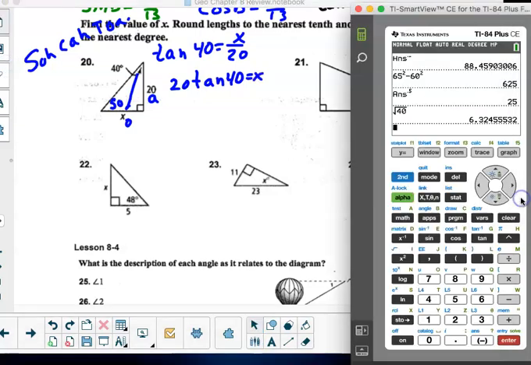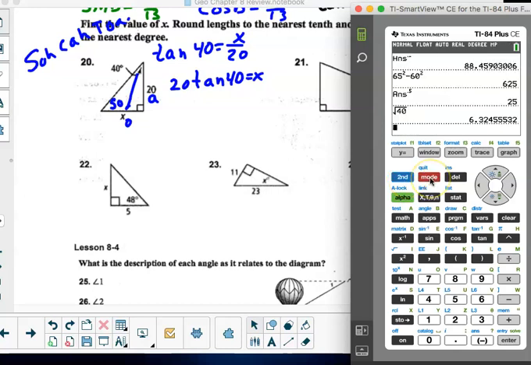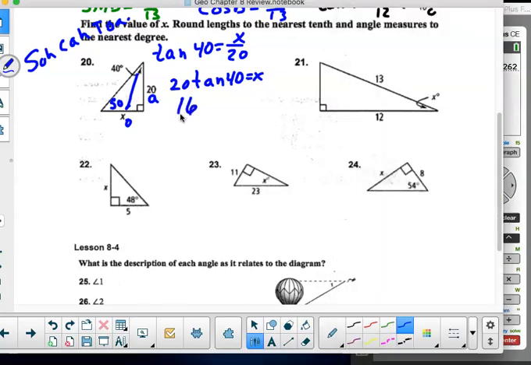Make sure you have a calculator that does sine, cosine, and tangent. Make sure you check the mode. It's in degrees, so I've got it all set. Second, quit. Now I'm going to clear this out, so I've got 20 times tan of 40. This is a length, so they're supposed to be to the tenth, so it's 16.8. 16.8 is equal to x. I'm done, and I've shown my work.